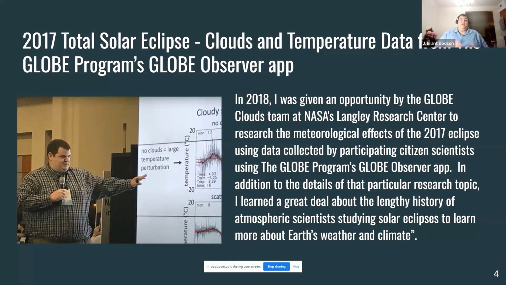And so I learned a lot. The globe clouds and the team really learned a lot about that. And so it was a really neat project that we were able to work on and learn more about weather and climate in the process.